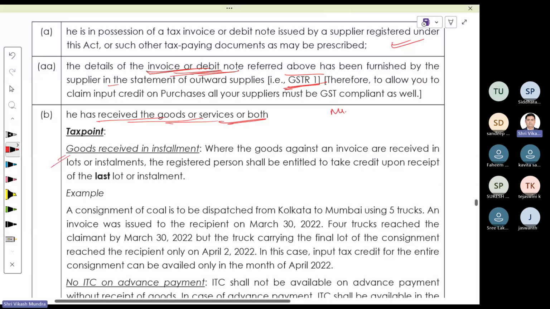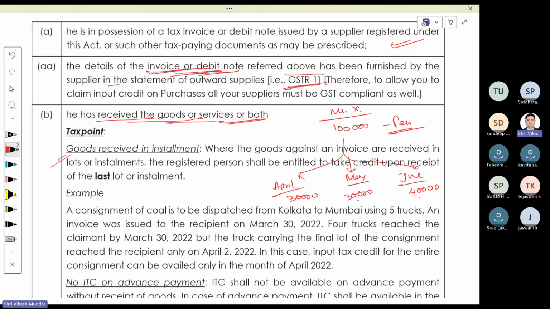X, please supply 1 lakh pieces of this pen. He agreed that this will be supplied in 3 parts. In the month of April, we will supply 30,000. In the month of May, 30,000, and the remaining 40,000 would be supplied in the month of June. In this situation, goods against a contract are received in installments.